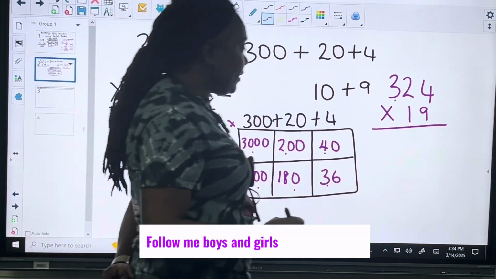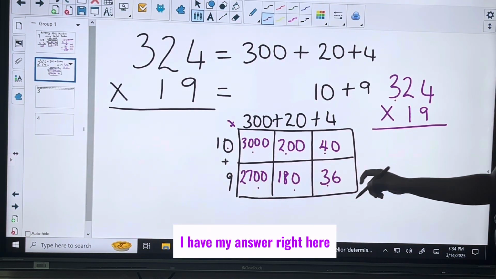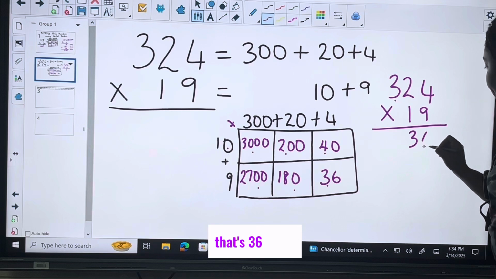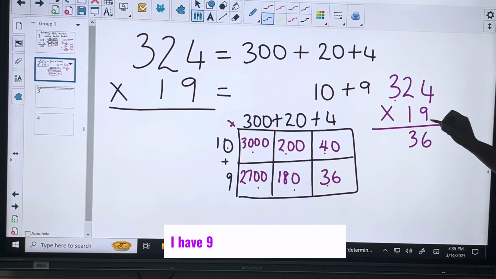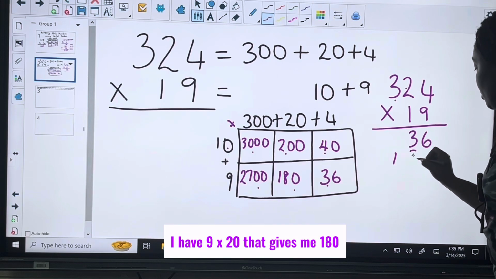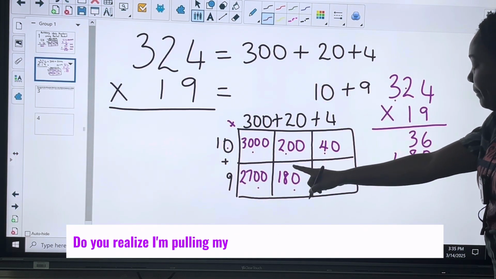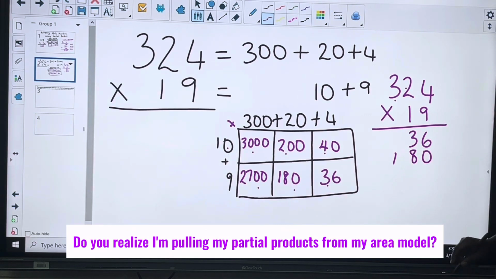Follow me, boys and girls. 9 times 4, I have my answer right here. That's 36. Good. Then I have 9 times 20. That gives me 180. Do you realize I'm pulling my partial products from my area model?